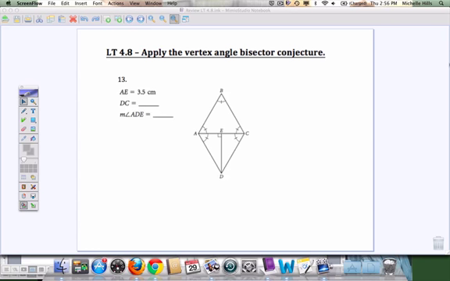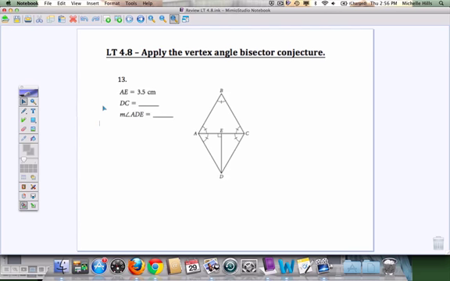So in this case, we're going to be dealing with the vertex angle bisector conjecture. And here's what the vertex angle bisector conjecture tells me, which is why it's important to know these things. It says that if this is an isosceles triangle, which it is because the base angles are congruent, so the converse of the isosceles triangle conjecture would say if the base angles are congruent, it means that this triangle is isosceles.